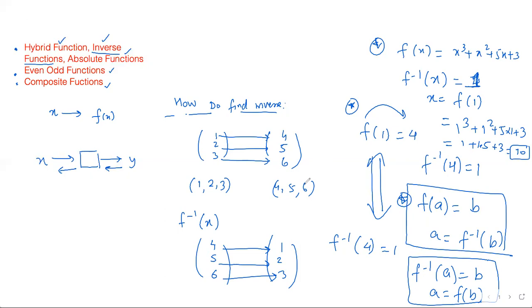Now, coming to the process, as I had told you, if it is 1, 2, and 3 mapping, it is, let's say, 3, 4, and 5, for example. I'll just take the previous one itself, 4, 5, and 6.